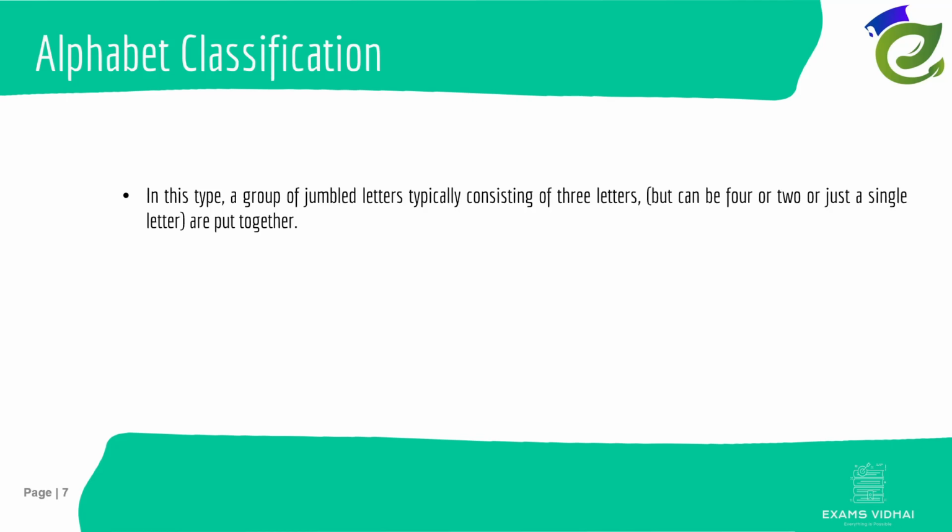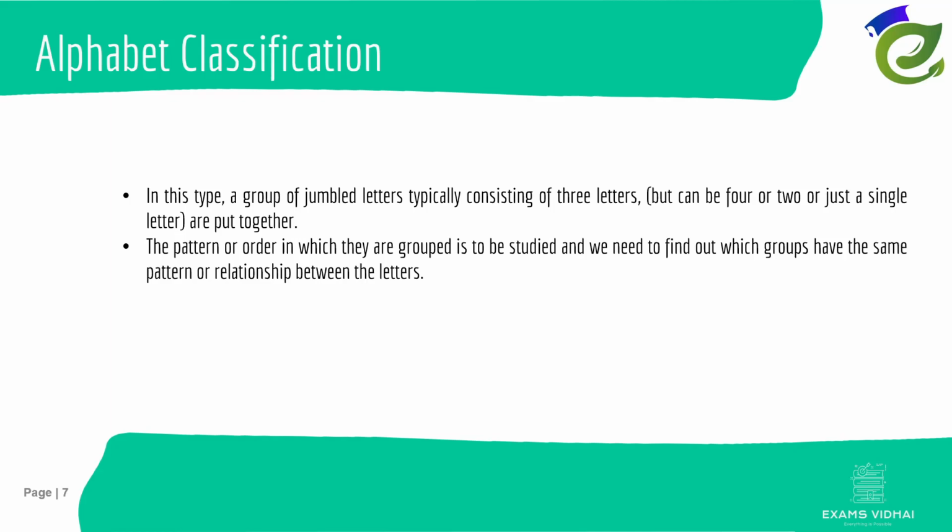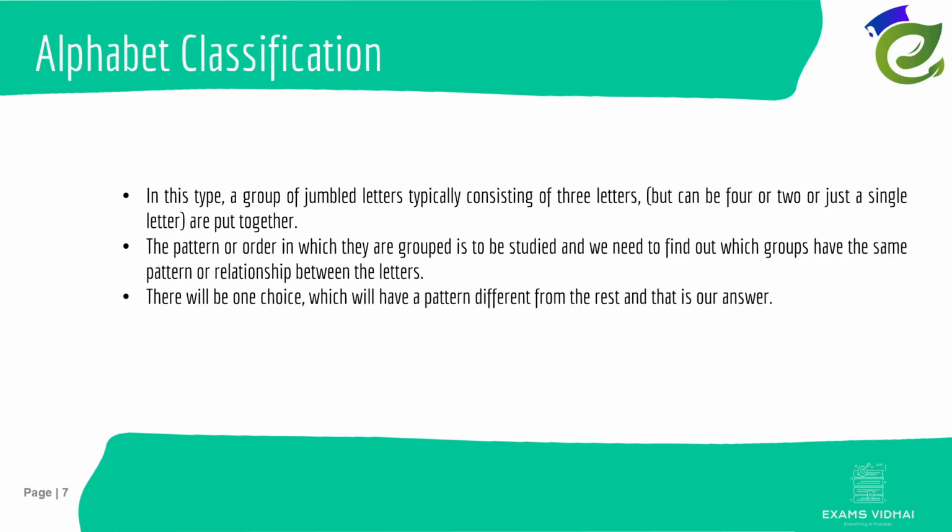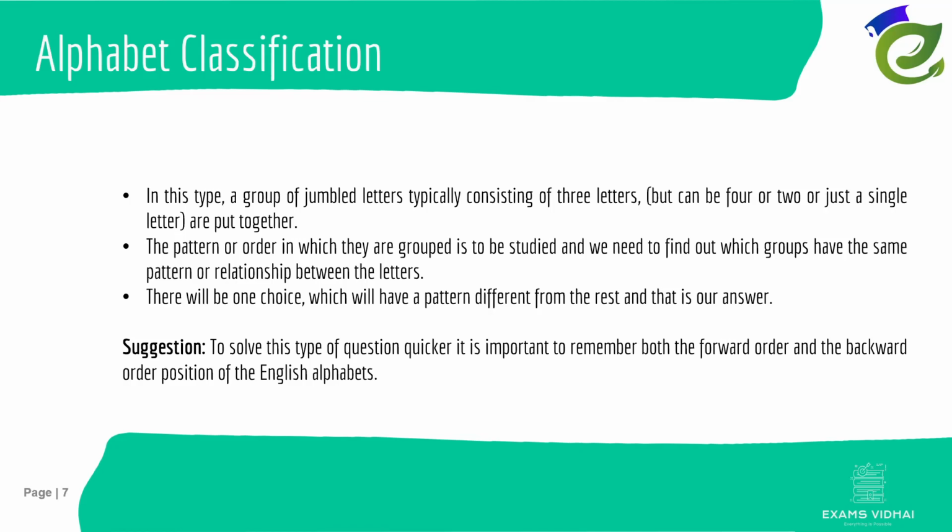Let us start with alphabet classification. In this type, a group of jumbled letters, typically consisting of 3 letters, but can be 4 or 2 or just a single letter, are put together. The pattern or order in which they are grouped is to be studied, and we need to find out which group has the same pattern or relationship between the letters. There will be one choice which will have a pattern different from the rest, and that is our answer. One suggestion from my side to solve this type of question quicker: it is important to remember both the forward order and the backward order position of the English alphabets.